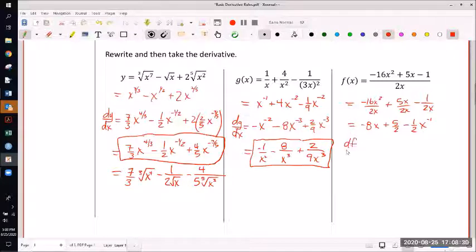The derivative then of f with respect to x is going to be negative 8 plus 0 here, and then this is going to be plus 1 half x to the negative 2. And if I wanted to, I could rewrite that as negative 8 plus 1 over 2x squared. Either way, either form is good.